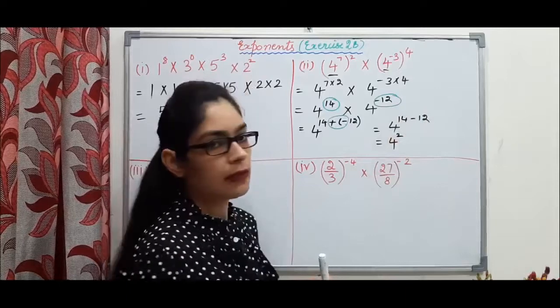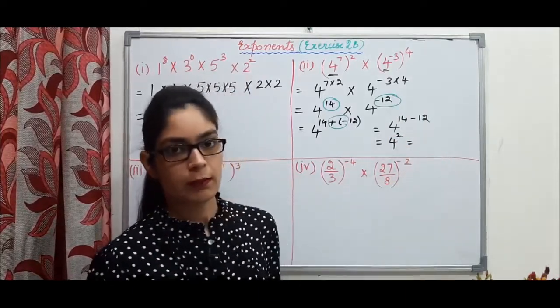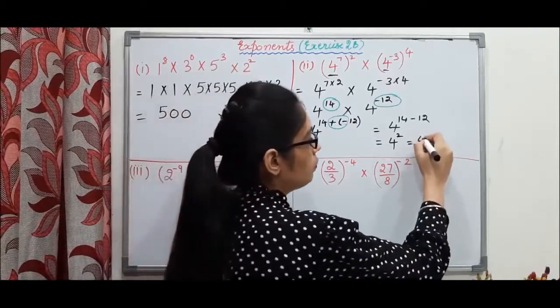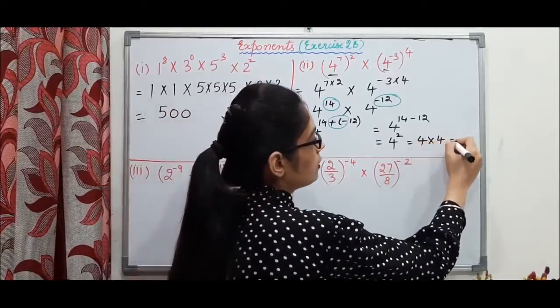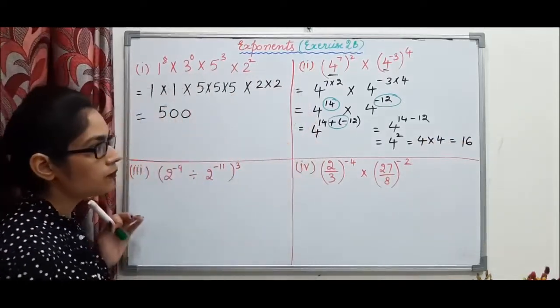So 4 to the power 2, don't leave it here. 4 to the power 2 means 4 is getting multiplied by itself 2 times. So 4 into 4 is equal to 16. Now let's do the third one.